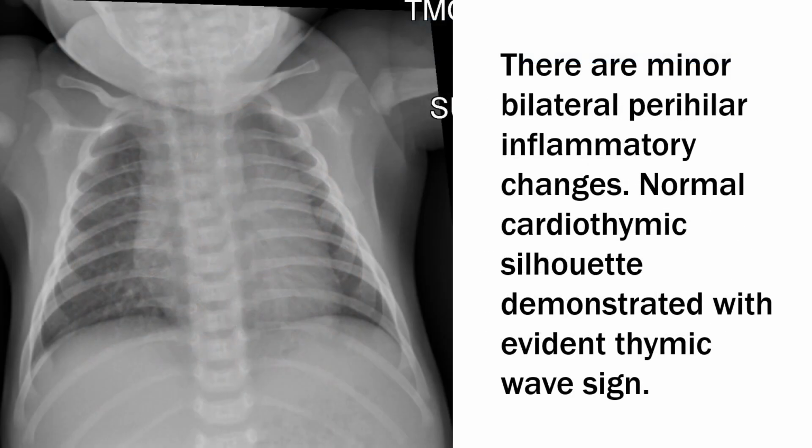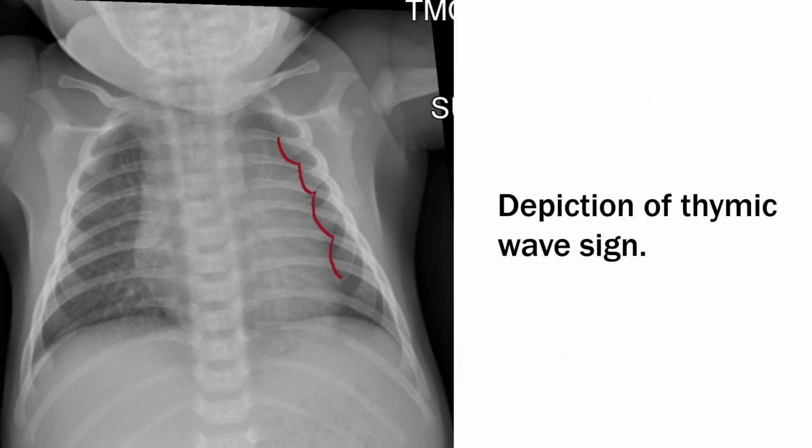In this X-ray, there are minor bilateral parahilar inflammatory changes. Normal cardiothymic silhouette is demonstrated with evident thymic waves sign. This is the depiction of thymic waves sign.